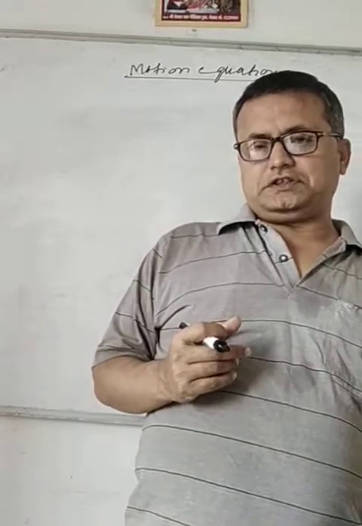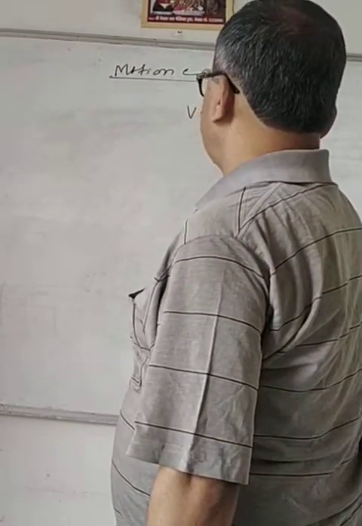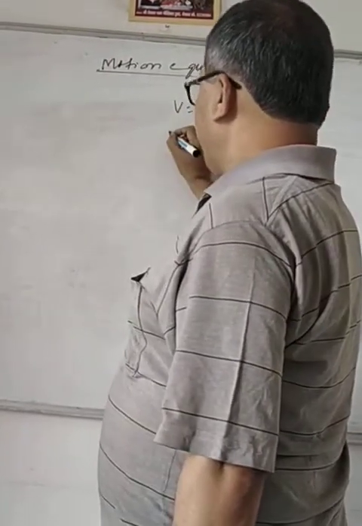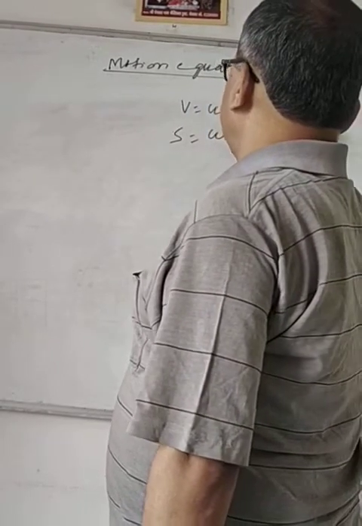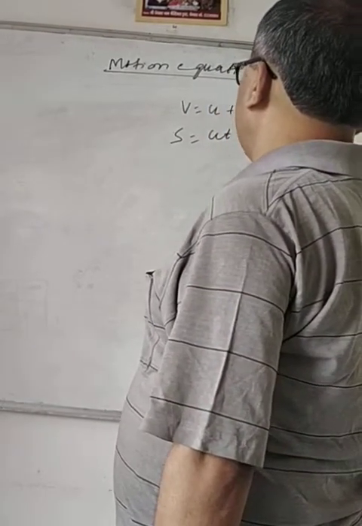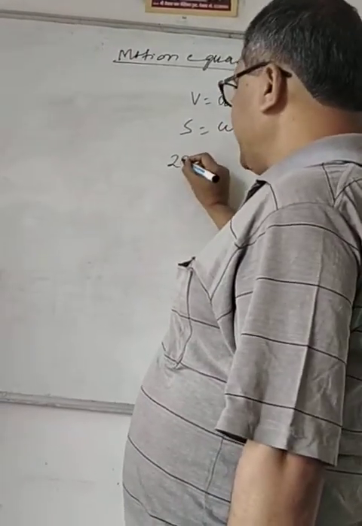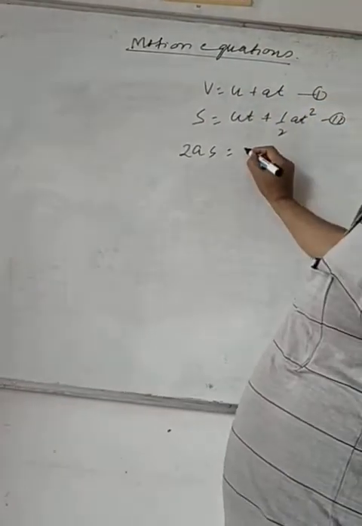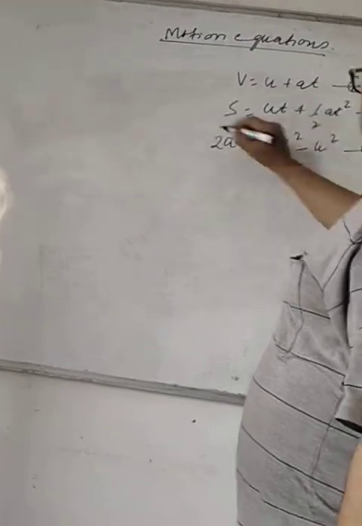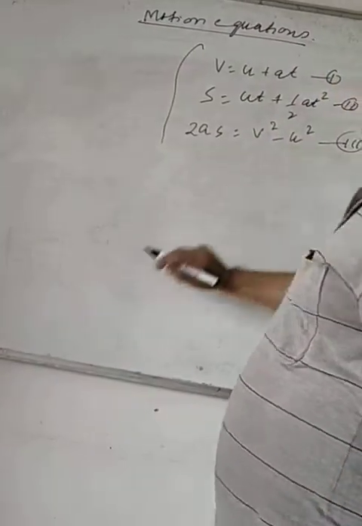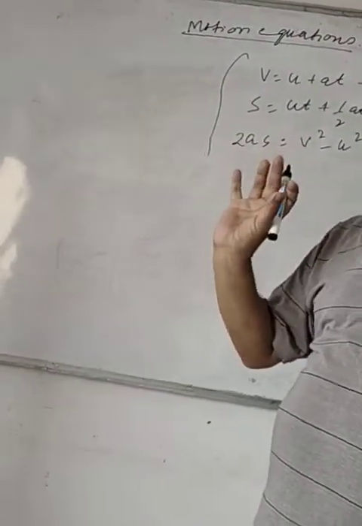We obtain the three equations. The first equation is V equal to U plus AT, the second is S equal to UT plus half AT square, and the third is 2AS equal to V square minus U square. These equations are derived by graphical methods.